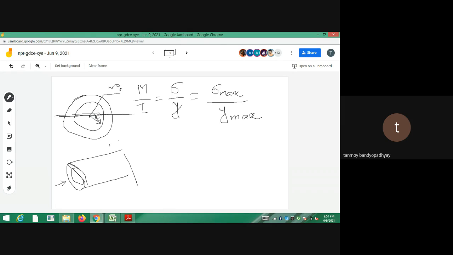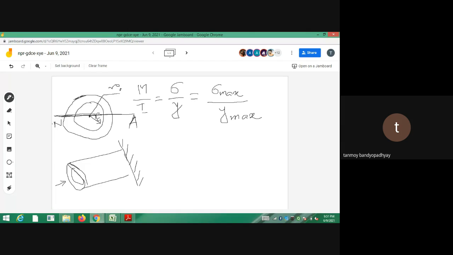Whenever you have a beam, cut it with a sectional plane perpendicular to its length axis, and then you will get the cross section. So what is the cross section of such a beam? The cross section of such a beam is two concentric circles. The neutral axis will be, so this is the neutral axis for any circular cross section.